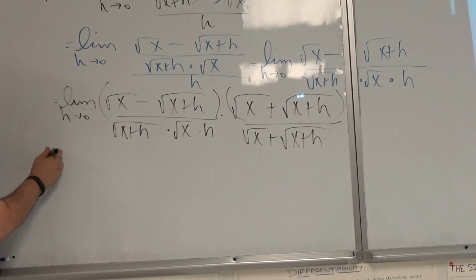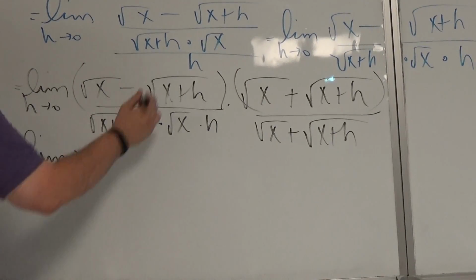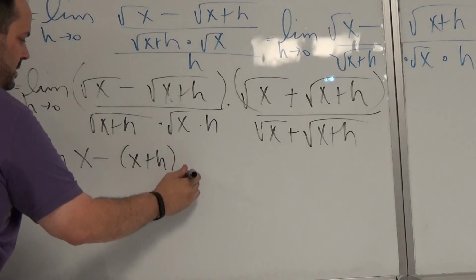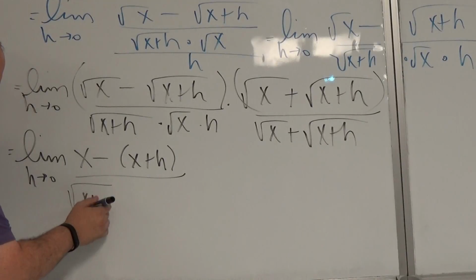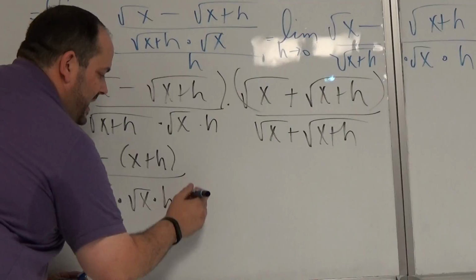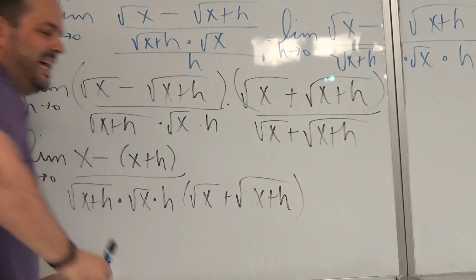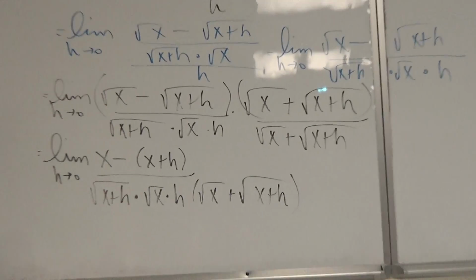If I multiply out my conjugate, limit as h approaches 0, x minus that guy squared. In the denominator, square root of x plus h times the square root of x times h times the square root of x plus the square root of x plus h.